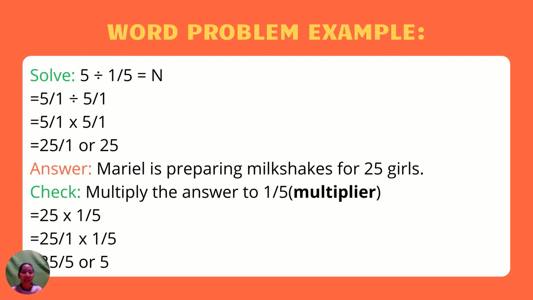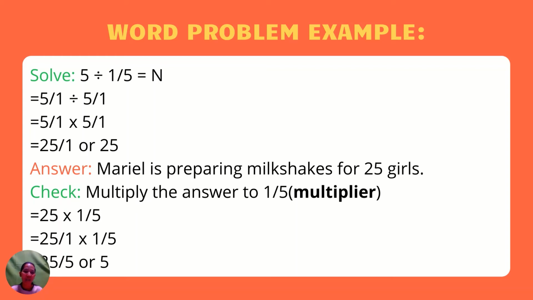And then, next na procedure is mag-proceed tayo sa multiplying fractions or multiplication of fractions. That's going to be 5/1 times 5/1 is equals to 5 times 5 is equals to 25. 1 times 1 is equals to 1. Or, in simplified form, the answer is 25. Okay, since the problem is worded, kailangan yung answer mo sentence form din. So, the answer would be, Marielle is preparing milkshakes for 25 girls.